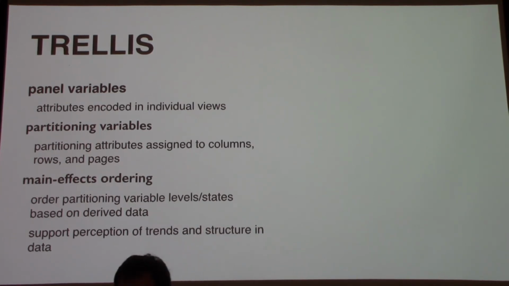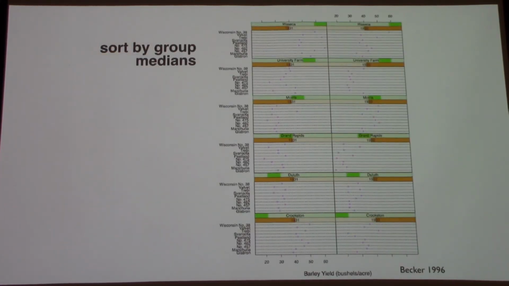Then I gave you this example of a trellis plot, where you have panel variables and partitional values, and we also do some ordering. Fundamentally, this shows you barley yield in various areas. It is divided by regions, and the rows are different types of barley. So you can see which region has how much yield in which year.